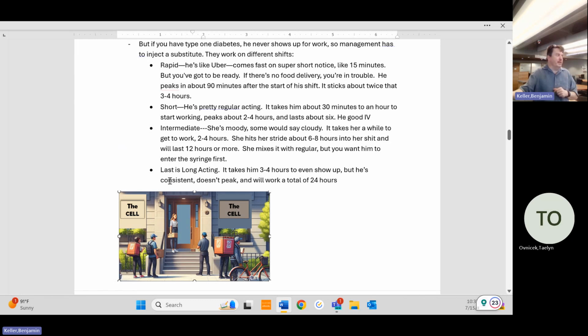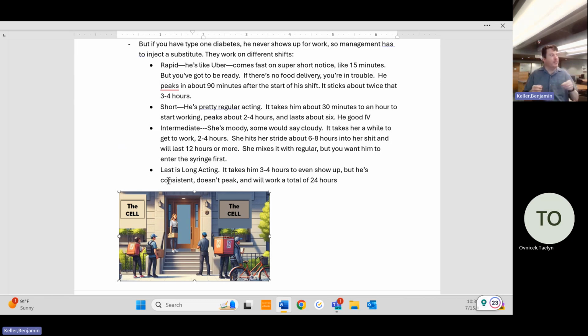Then you have intermediate. Intermediate acting is between short and long. She's moody. Some would say she's cloudy, and it takes her a while to get to work, 2 to 4 hours. She takes her time. She gets called in, and she's like, yeah, give me a couple hours to get ready. So it's about 2 to 4 hours for her to get to work. But then she hits her stride about 6 to 8 hours into her shift, and she'll work a full 12. She mixes it up with regular okay, but you want him to enter the syringe first.